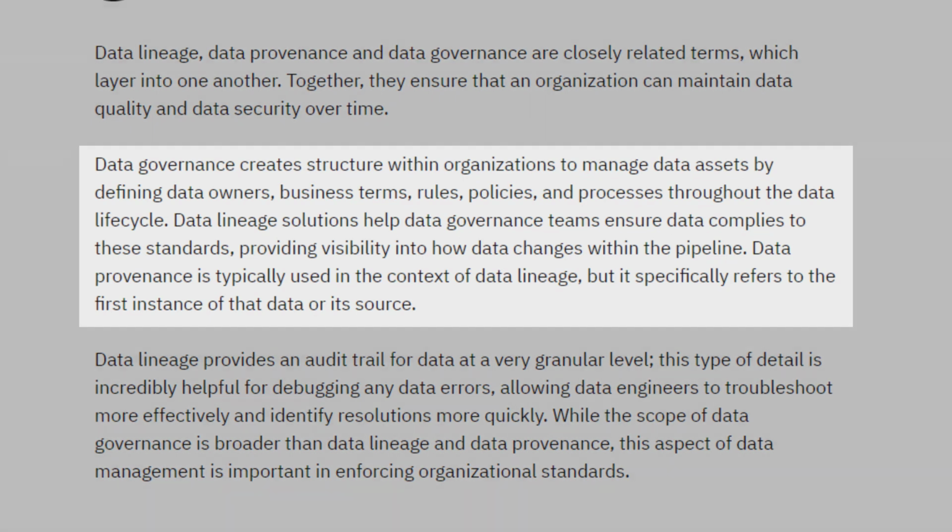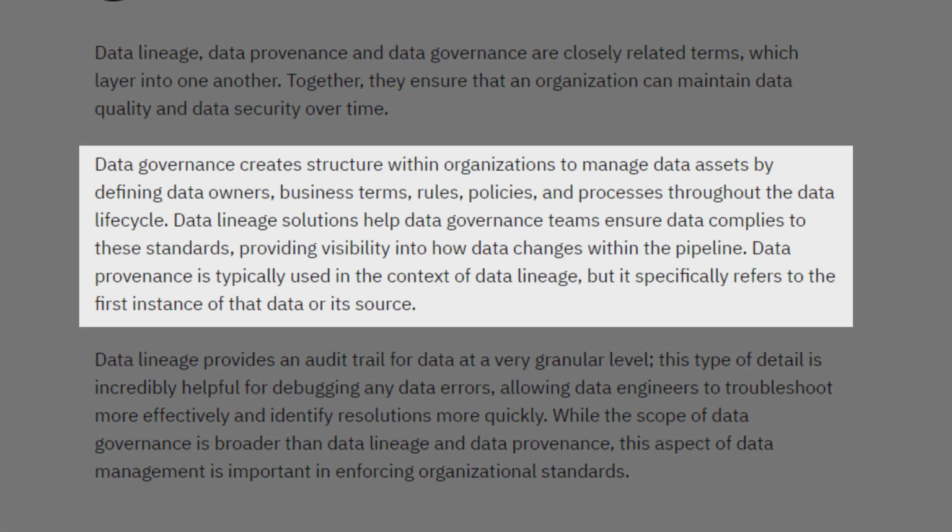They say, data governance creates structures within organizations to manage data assets by defining data owners, business terms, rules, policies, and processes throughout the data lifecycle. Data lineage solutions help data governance teams ensure that data complies to these standards, providing visibility into how data changes within the pipeline. Now, data provenance is typically used in the context of data lineage, but it specifically refers to the first instance of that data source.